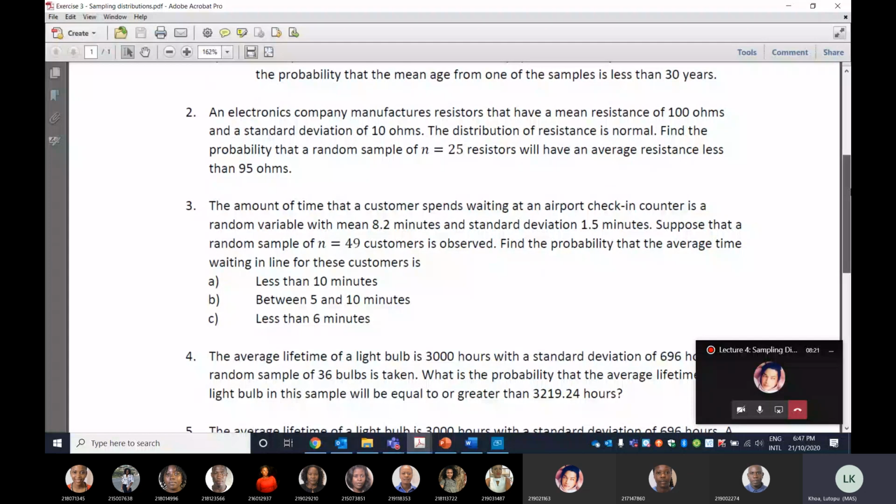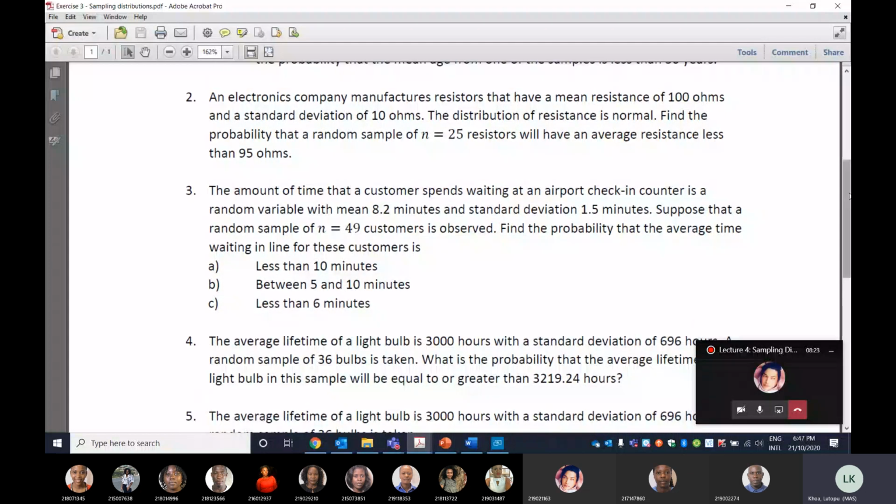Number 3 says the amount of time that a customer spends waiting at an airport check-in counter is a random variable with a mean 8.2 minutes and a standard deviation of 1.5 minutes. Suppose that a random sample of n equals 49 customers is observed. Find the probability that the average time waiting in line for these customers is A, less than 10 minutes.